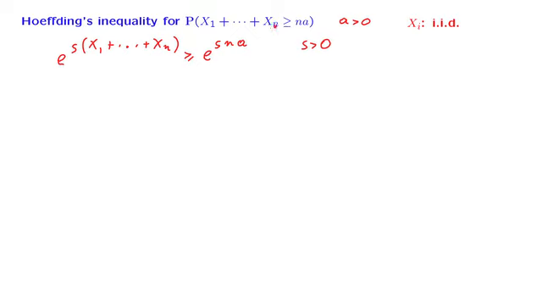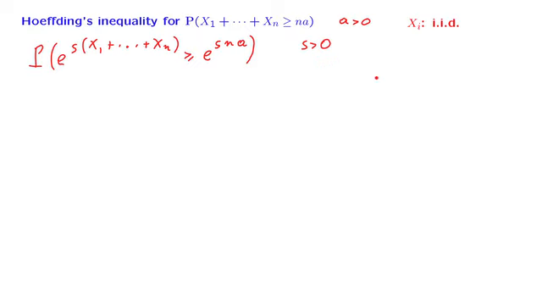Now, this sum is larger than or equal to na if and only if this quantity is larger than or equal to e to the sna. This is because a and s are both positive, so the direction of the inequalities does not get reversed, and also because the exponential function is monotonic. So this event is the same as that event. So we will try to say something about the probability of this event.